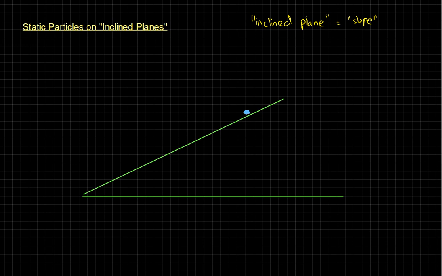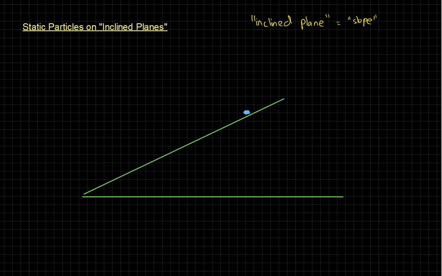And you've got various forces acting on it, and inclined plane problems ask you to find out what's happening to this particle on the slope. Does it roll down? Is it going to stay put? Things like this. At this stage, we're talking about static particles. So this particular class of problem involves particles sitting on a slope but not moving, right?